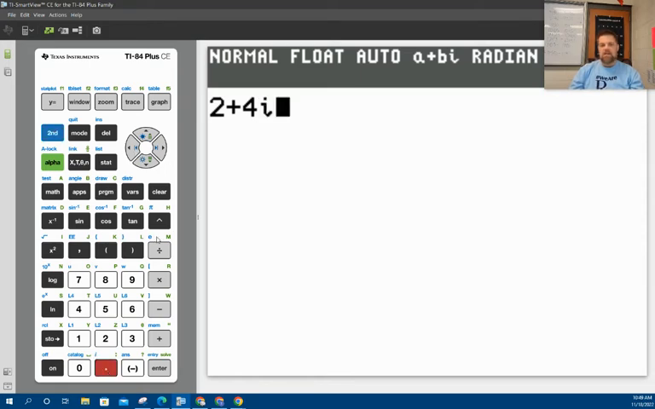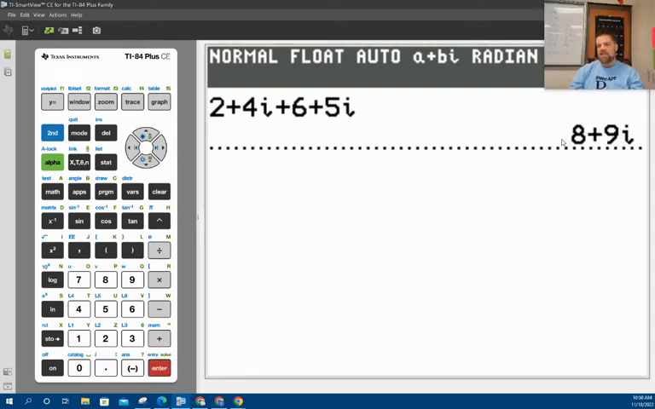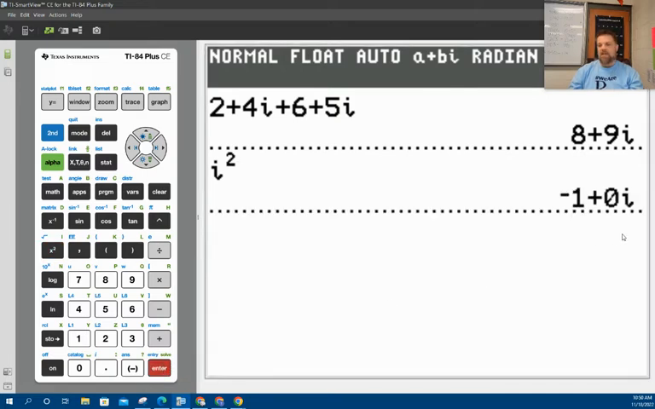Okay? So if I wanted to say the complex number 2 plus 4i plus 6 plus 5i, when I hit enter, the calculator is going to spit out the answer. Now, this is how you double check your work. The same thing applies for multiplying. And what's nice about this is, remember the i squared, so if I plug in i squared, that's equal to -1, okay? And the calculator knows that.